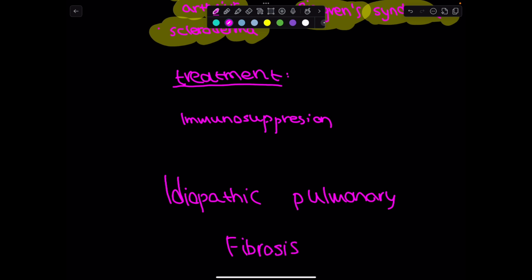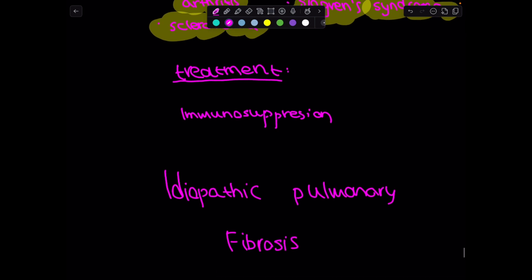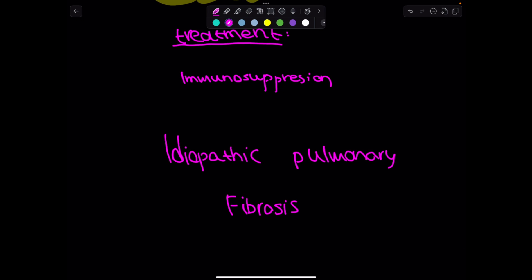Okay, let's talk a bit about idiopathic pulmonary fibrosis. Is there a UIP pattern? What's going on? Reticulations, honeycomb cysts, a sentence or two. And then a sentence about treatment.